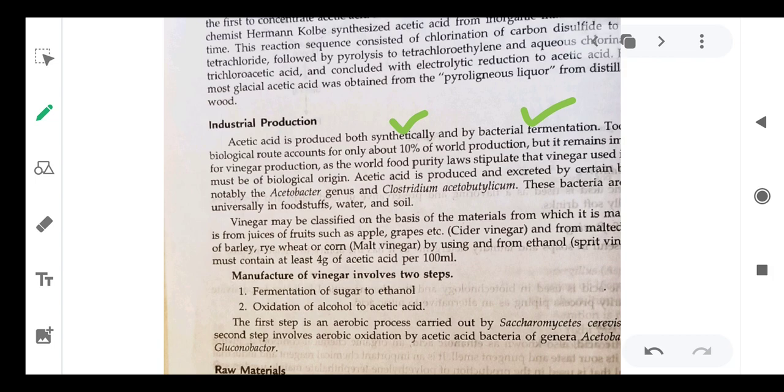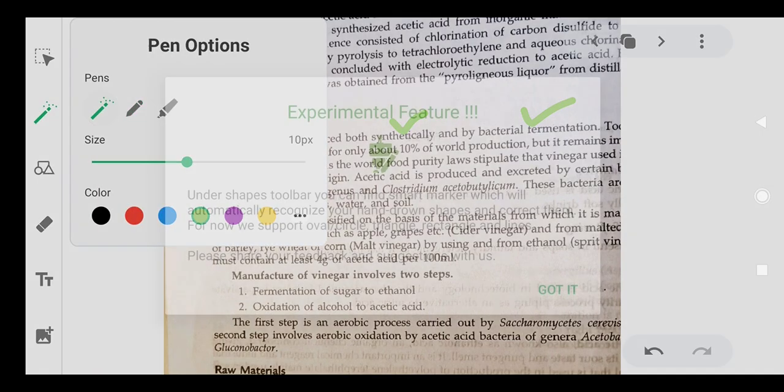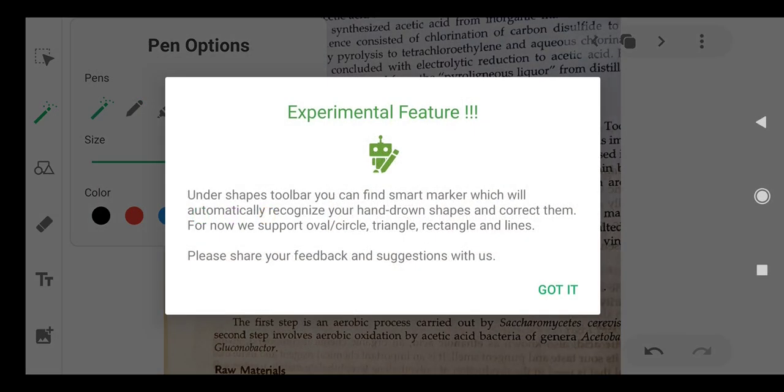Today the biological route accounts for only 10% of the world's production. But it remains important for vinegar production, as the world's food purity law stipulates that vinegar used must be of biological origin. So nowadays vinegars are basically prepared from biological origin.